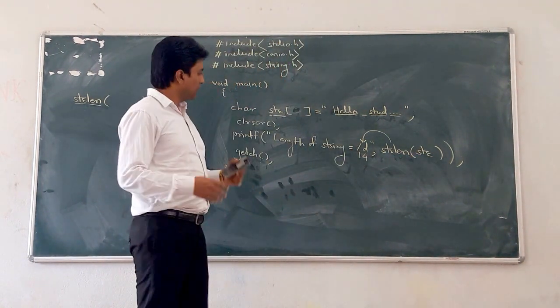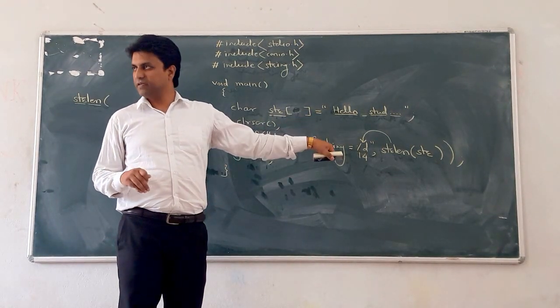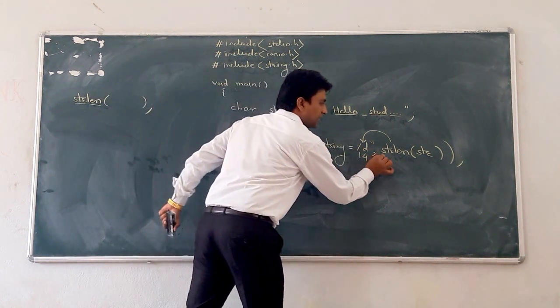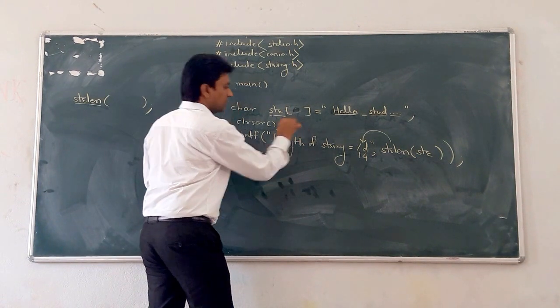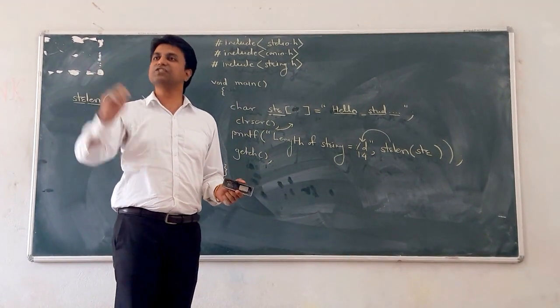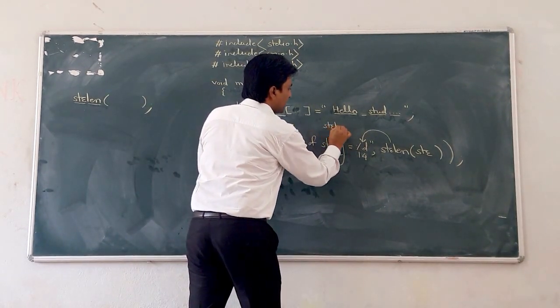Or you can calculate the string length beforehand and then display it. It is also possible. Means what? Don't write the string length function here. After the clear screen statement, you first have to calculate the string length. So how to calculate?